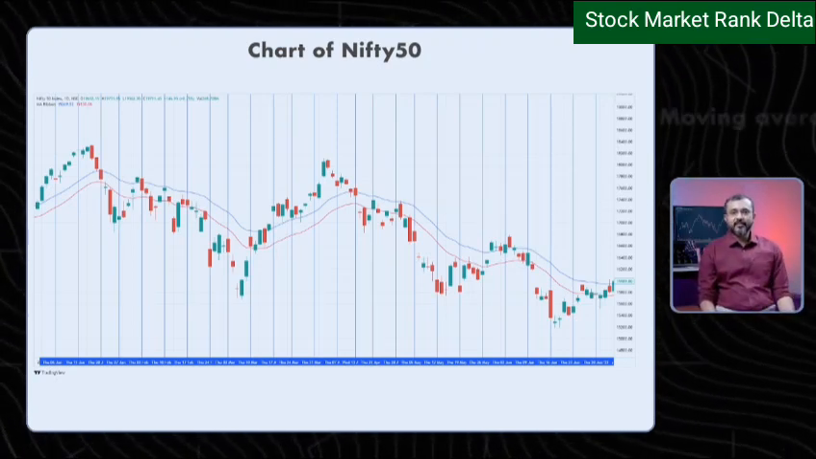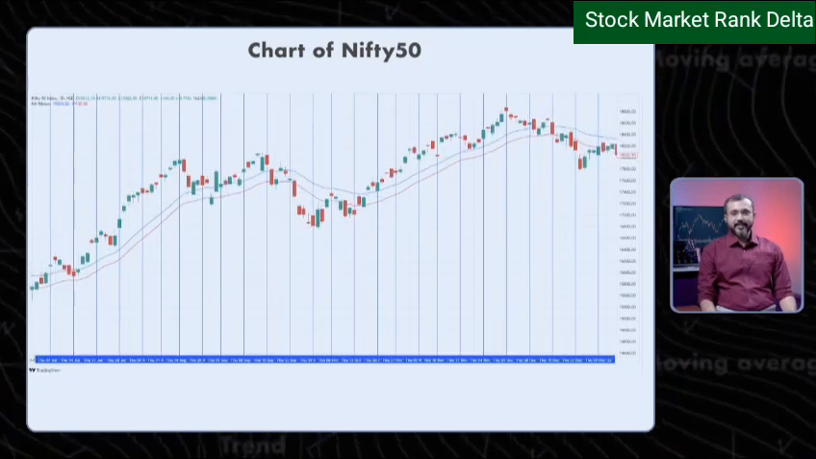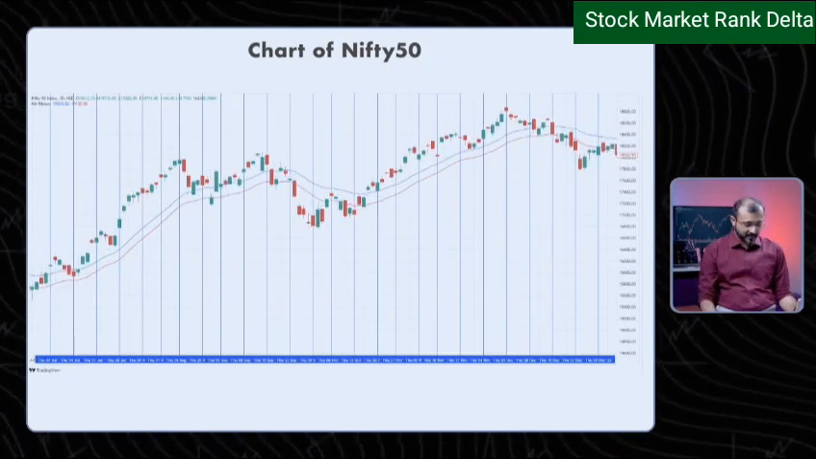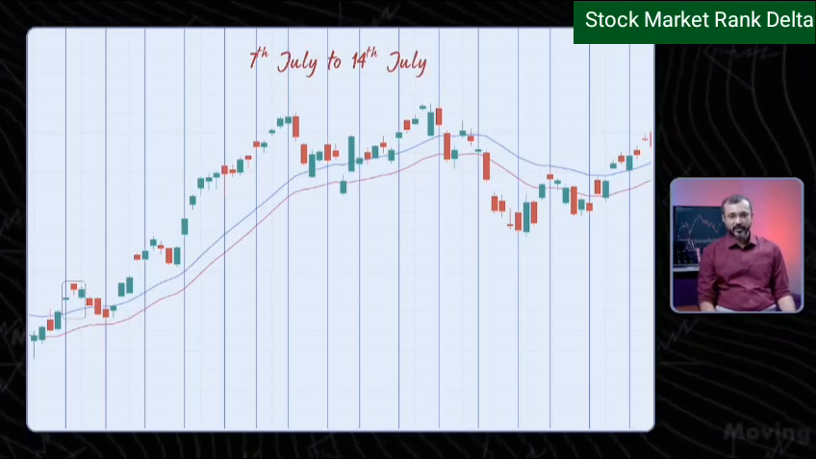So the next trade that we have identified, if you see, is the 28th week of the expiry, which is starting from 7th of July to 14th of July.